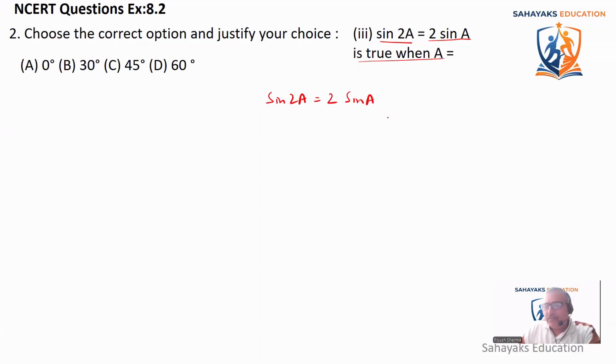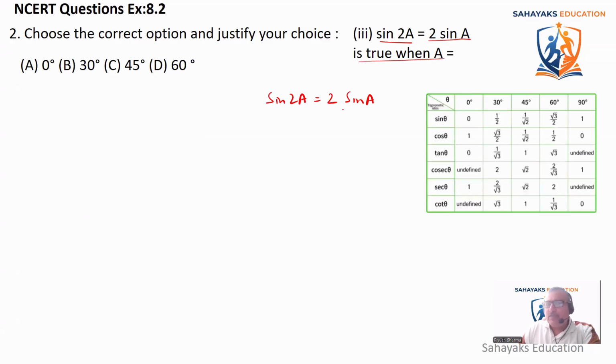So let's see a few values here. We'll put the values here to find out which one will be correct. Okay, for sine, if I say 0, so I say sine 2 times 0, again, it comes out 0, is equal to 2 times sine A, sine 0. Sine 0 is 0. We know the value is 0. So 0 seems to be the right answer. So here 0 is the right answer.